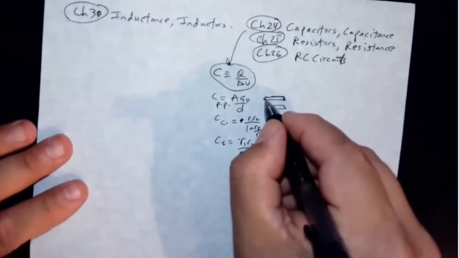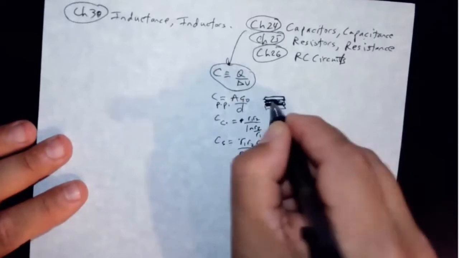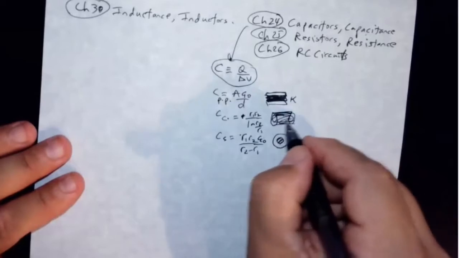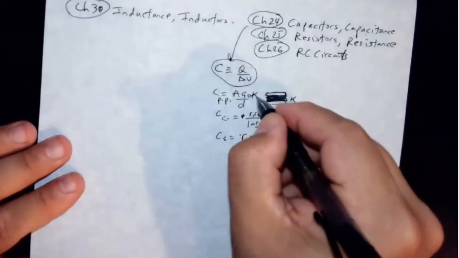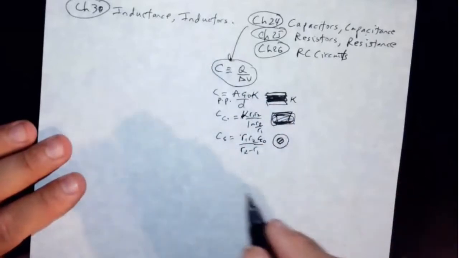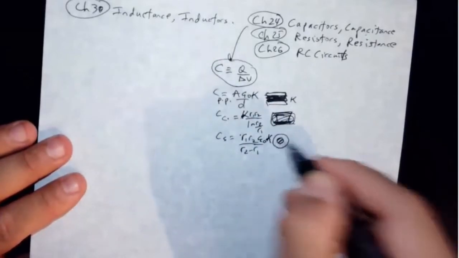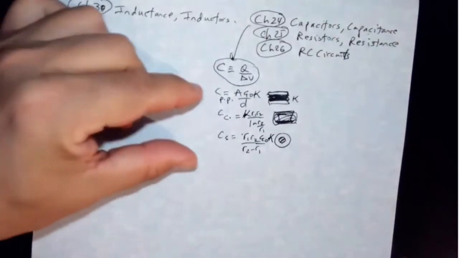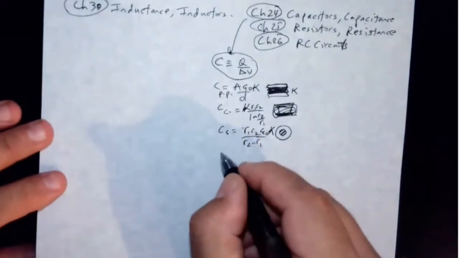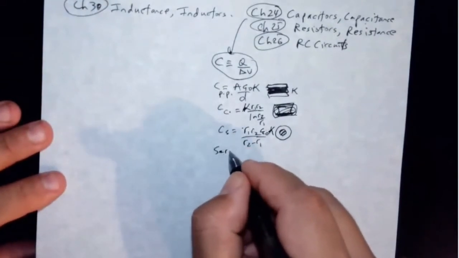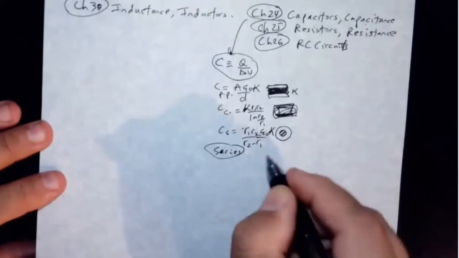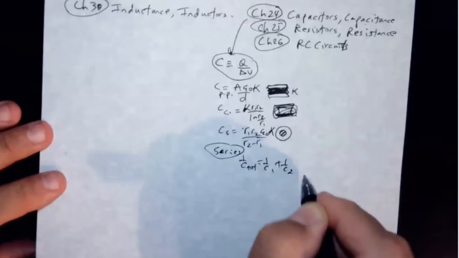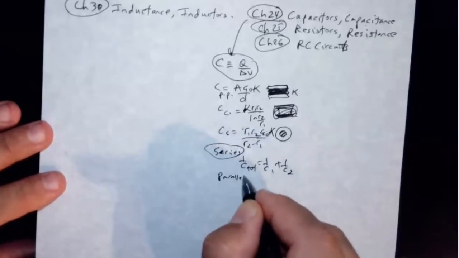Then we mentioned, well, what happens when you put a dielectric in there? Dielectric constant kappa, right? Then we saw that the capacitance goes up by that factor, kappa. Then the next thing we saw is how capacitors add up in series and parallel. In series, it was like this. And then in parallel, it was like this.